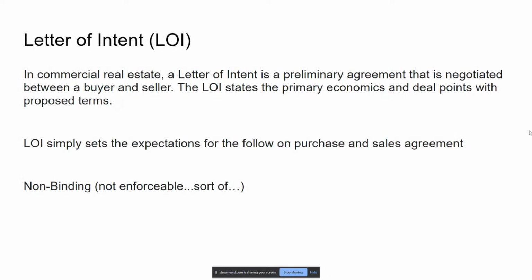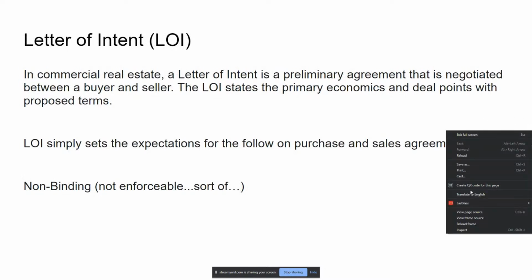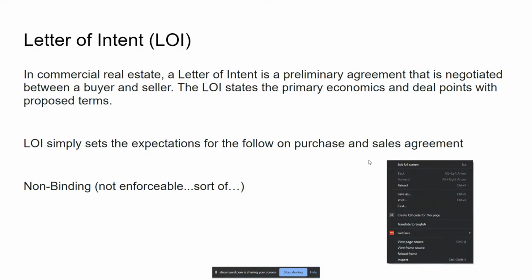Let's see what the next thing here is. Okay, I'm going to go back a slide really quick. That doesn't matter. Okay, we'll talk about the letter of intent in a second.